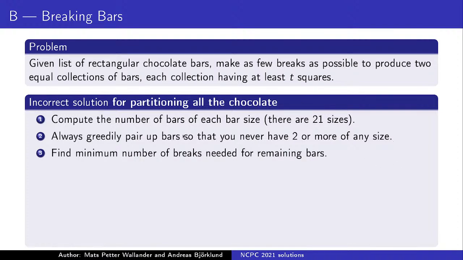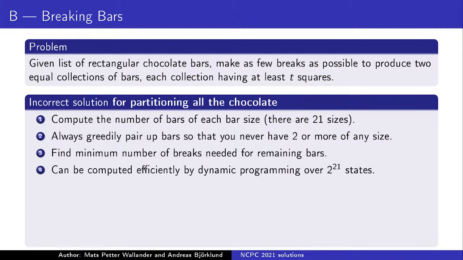But then if you do this, you only have 0 or 1 left of every size, and now you can try to find the minimum number of breaks needed for these remaining bars, which can be computed pretty efficiently using dynamic programming over 2 to the 21 states. And the reason that it's 2 to the 21 is exactly this property that you only have 0 or 1 of each size. So there are 2 to the 21 possible configurations of how many bars I have of each size. And this is unfortunately wrong.